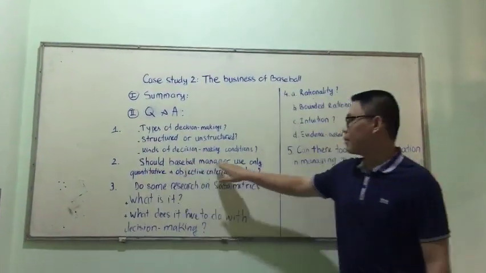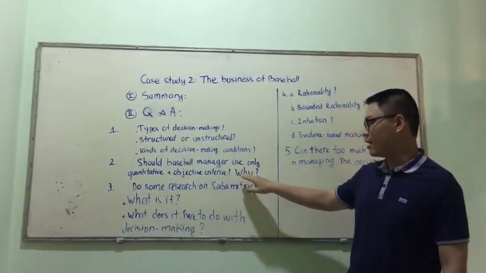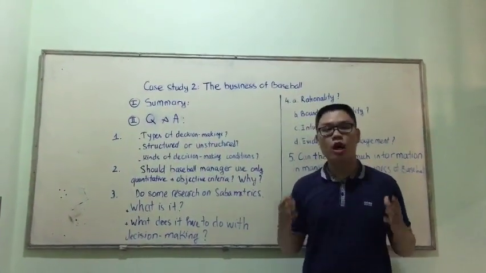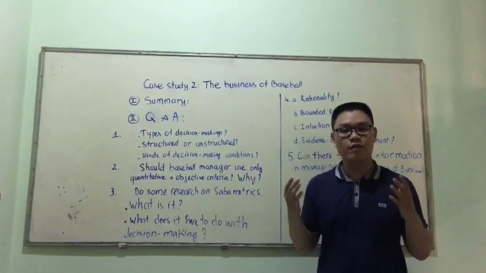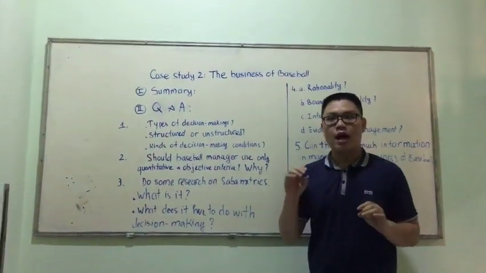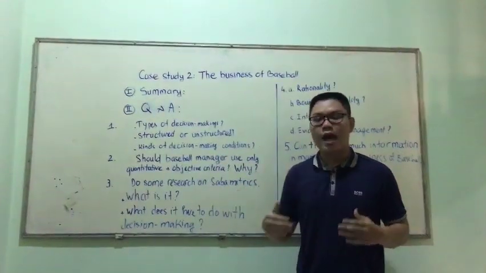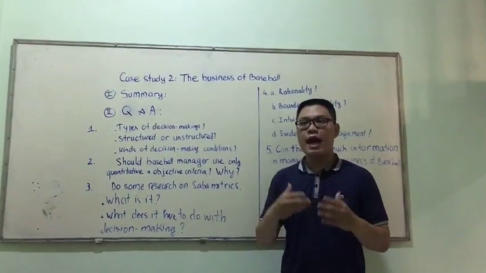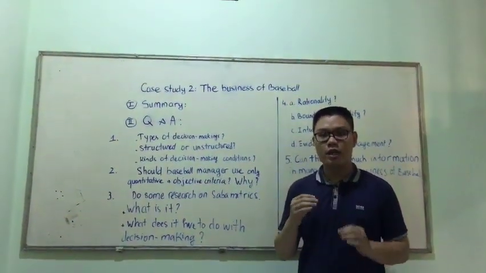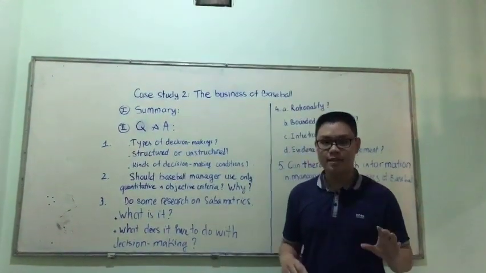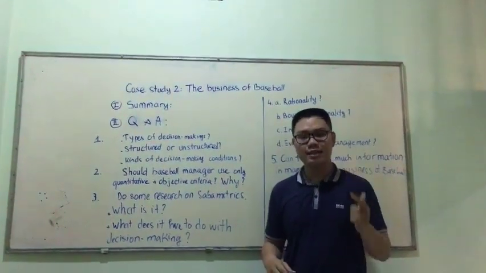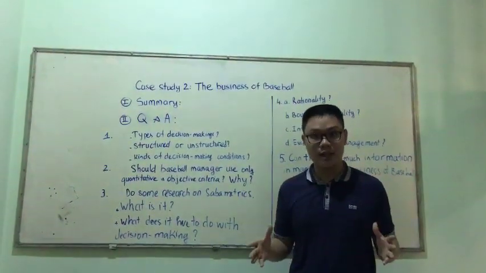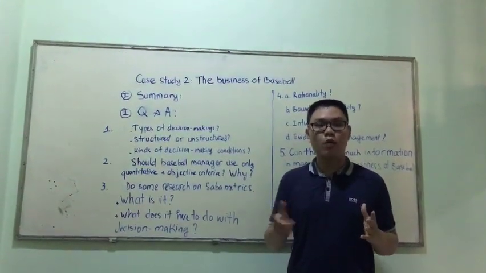Now, should baseball managers use only quantitative and objective criteria? Why? I agree that it's proper for baseball managers to use quantitative and objective criteria in considering their players. However, I think it's a good idea to incorporate both quantitative and qualitative factors such as reliability and consistency, as they are important factors in deciding what players he wants on his team.